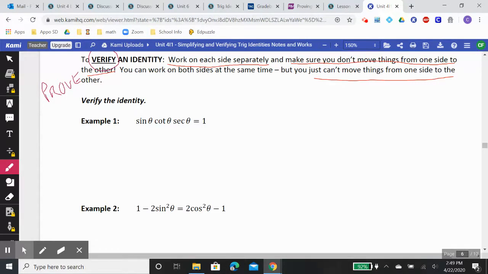So here's how I want you to work on this. So we can do sine. I'm going to make it a fraction because everything else is going to be a fraction. So the sine of theta over 1, I'm going to drop off the theta. Cotangent, if you remember, is cosine over sine, times secant, which is 1 over cosine. And all of that equals 1. Okay? All of that equals 1.